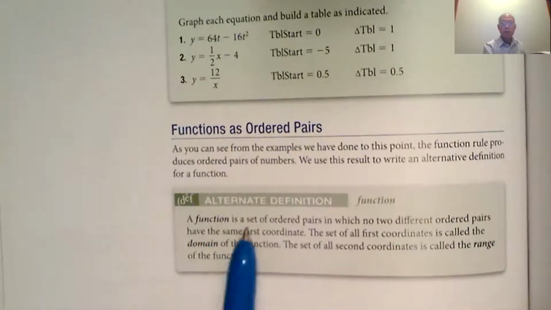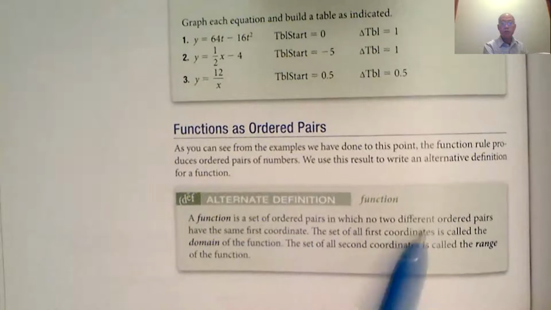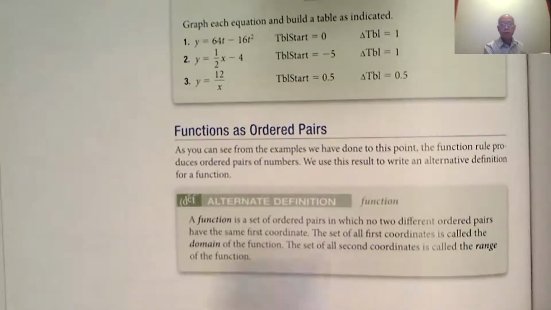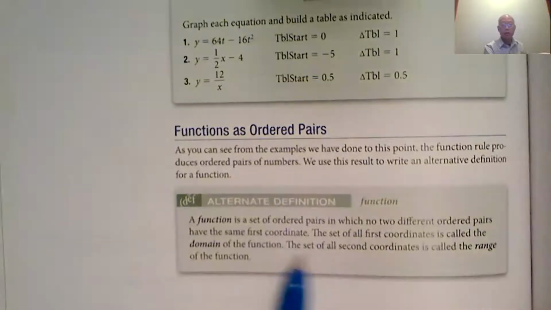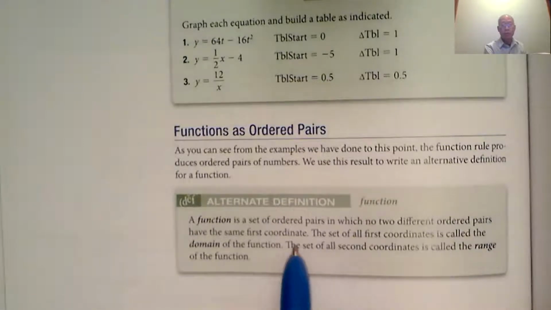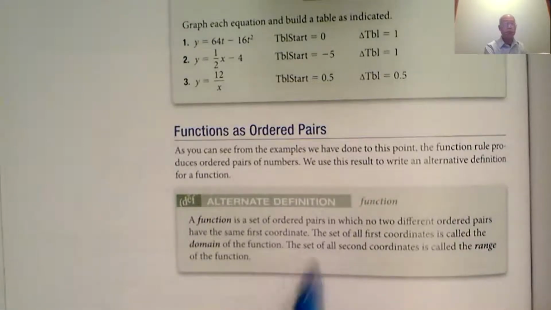Alternate definition on page 154. A function is a set of ordered pairs in which no two different ordered pairs have the same first coordinate. The set of all first coordinates is called the domain of the function. The set of all second coordinates is called the range of the function. So for any given x coordinate, there can only be one possible y coordinate in the relationship.